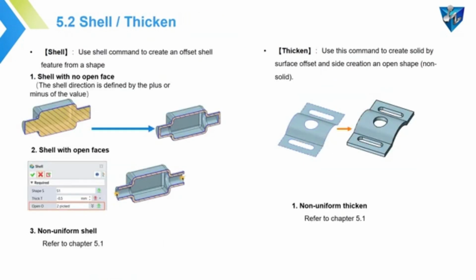The next page is about shell and thicken. These two commands are easy to understand. Shell is used for making a solid shape into a hollow shape with a certain thickness, and thicken is used for making a surface into a solid. And for both, we can make uniform and non-uniform transformation.